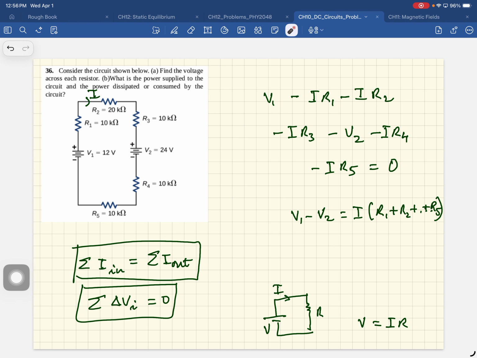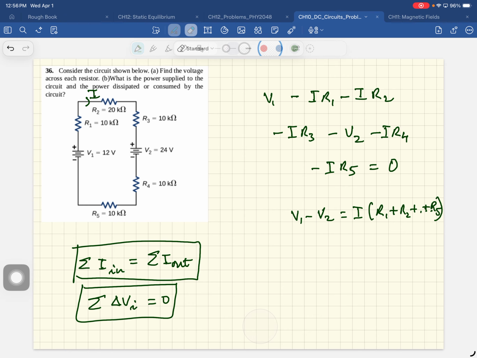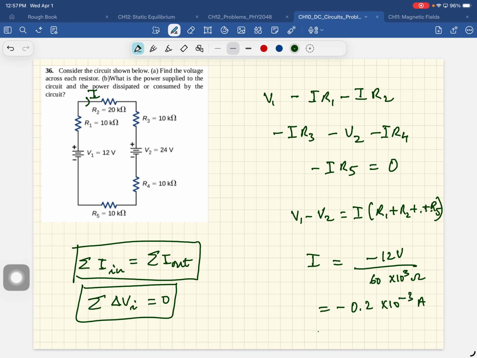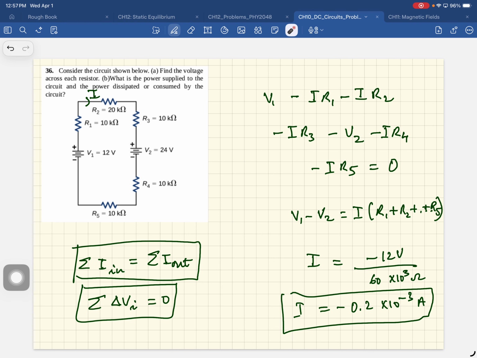Again, what is this circuit? This battery is charging this battery. So we have minus 12 volts, so I is equal to minus 12 volts divided by the sum of the resistors, and the sum of the resistors is 10 plus 10, 20, 30, 50, 60 kilo ohms. 60 kilo is 10 to the 3 ohms. And 12 goes into that 5 times, so negative 0.2 times 10 to the minus 3 amps. The negative sign just tells you that the current really is flowing in the opposite direction. And this is 0.2 milliamps.